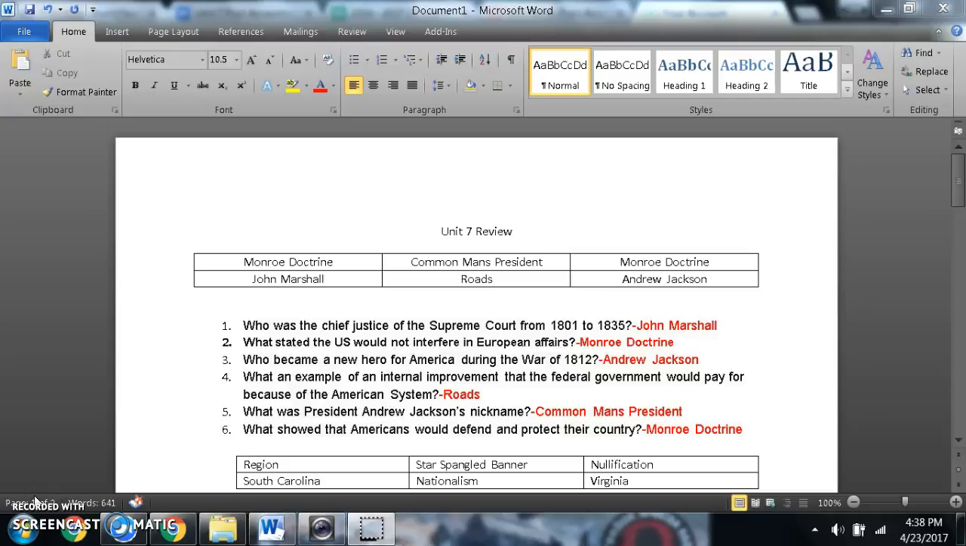Number two, what stated that the United States would not interfere in European affairs? Monroe Doctrine. But the Monroe Doctrine also clearly stated that Americans would defend and protect their own country as well. So you're going to see Monroe Doctrine a couple times here.